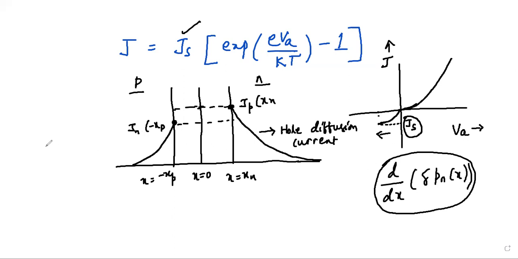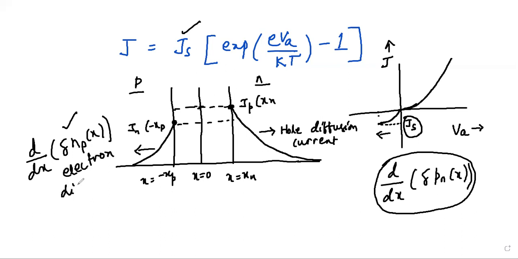The same thing happens in the p region, where you take d by dx of delta np(x). This is the excess carrier that is generated due to the external excitation, right? Now the moment this factor delta np(x) decays out, then the current will also gradually decay. So this is your electron diffusion. This curve shows you the electron diffusion over the distance x, right?